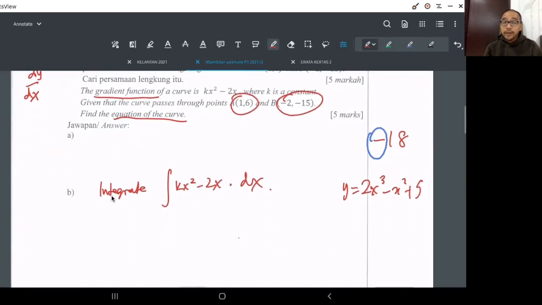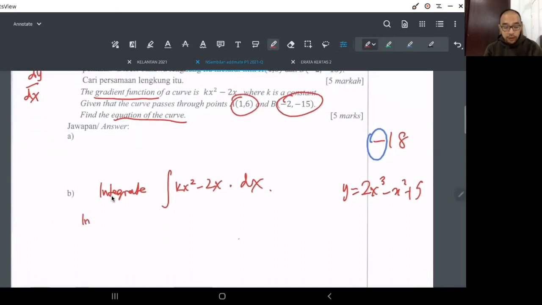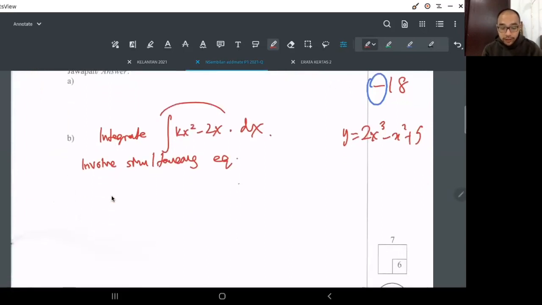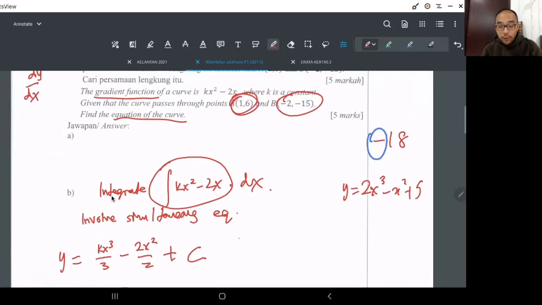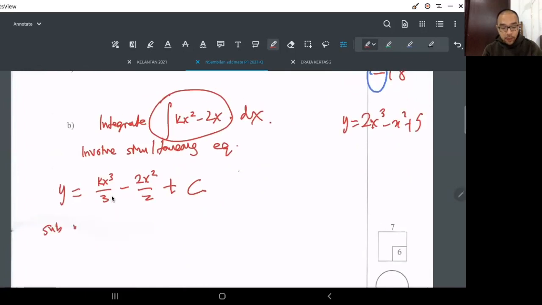Okay, you know why? Because this is going to involve simultaneous equations. When you integrate this, let me do it: kx cubed over 3 minus 2x squared over 2 plus c equals y. That's why they are giving you these 2 points, so that you can substitute y and x to find k and c. If they just give you one point, it means you only need to find one unknown. But the problem is you have to find 2 unknowns.